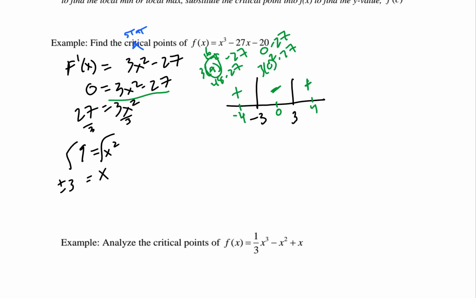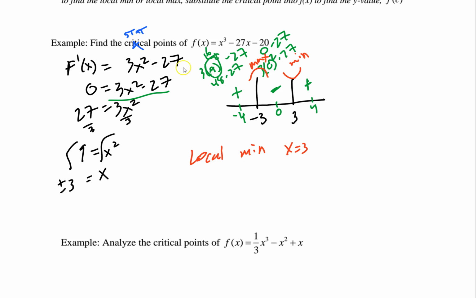So now I want to know if it's a min or max, right? So at -3 here, it goes from positive to negative. That's a max. At 3, it goes from negative to positive. So that's a min. So my local min is at x equals 3.